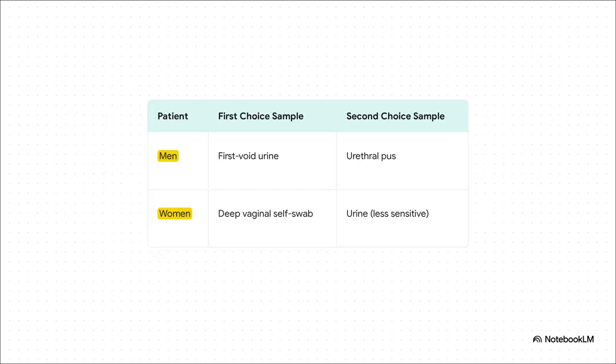For actually detecting these pathogens with NAAT testing, your sample choice is absolutely critical for getting an accurate result. For men, the best and easiest option is a first void urine sample. For women, a deep vaginal self-swab is actually the gold standard. It's more sensitive than urine, and it gives patients a bit more control and comfort.